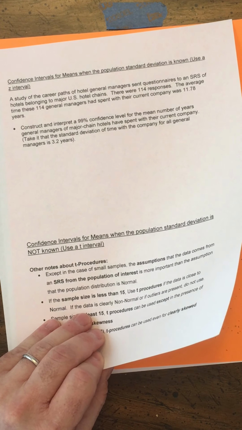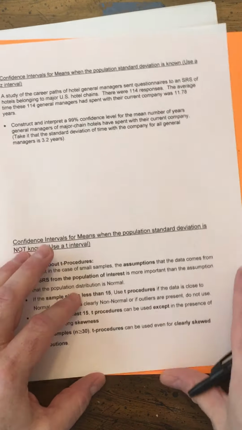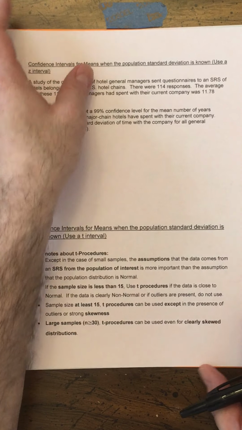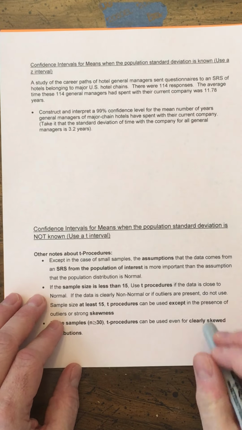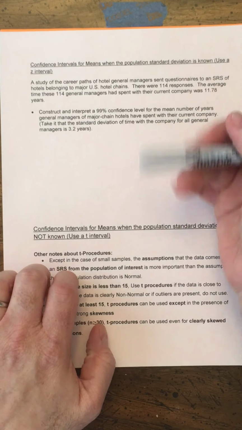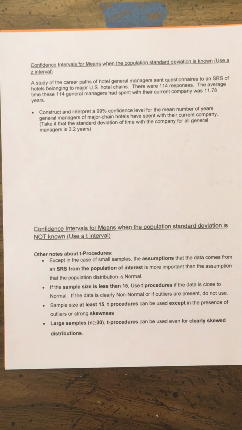Okay, confidence intervals for a mean when the population standard deviation is known. Now remember that that is not something that's usually known. That's a rarity, but it could happen on an AP exam. So let's take a look at a situation. We've done this problem before, but it'll be a good review.